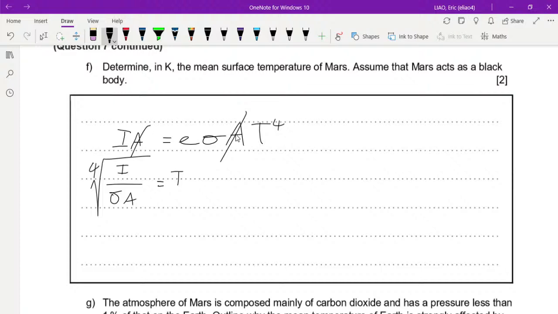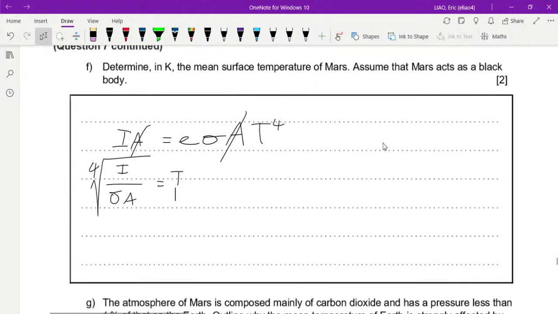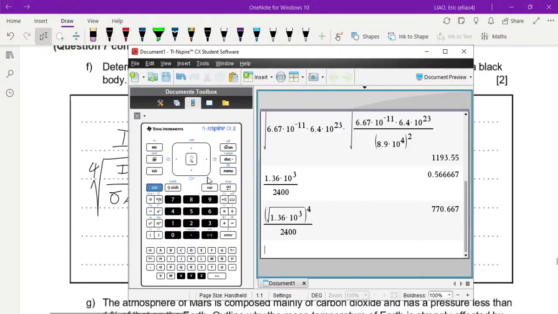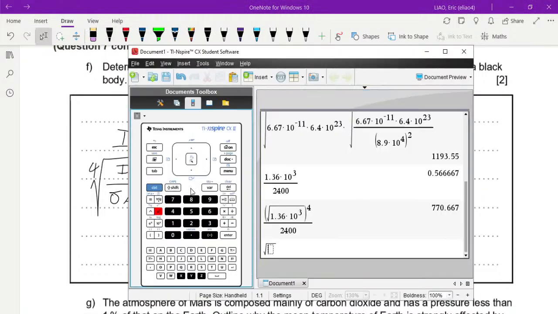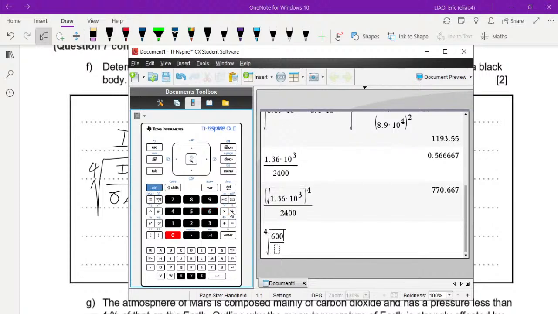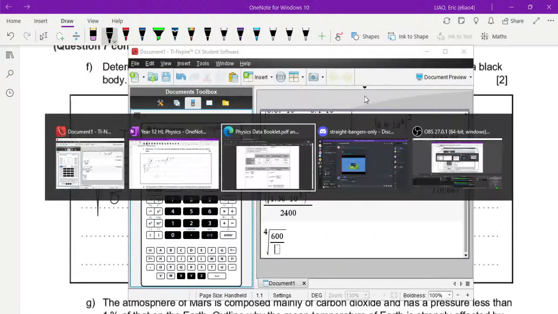How do I get this? Is the temperature. What? I guess. No, the A's cancelled out, I remember. Sick.